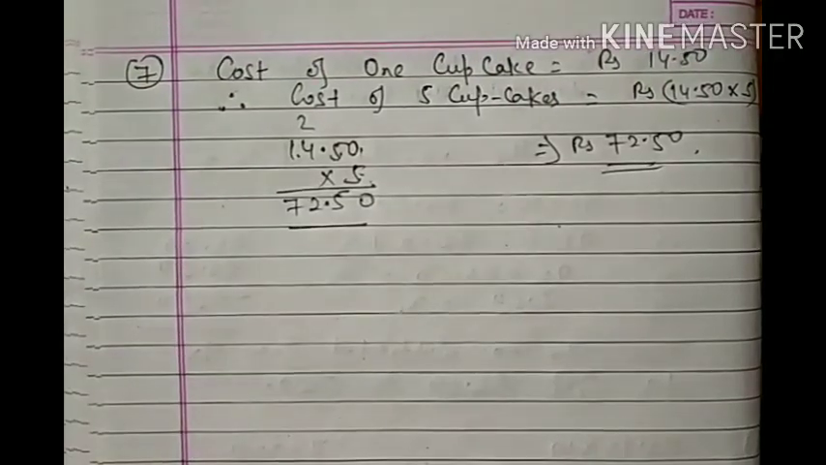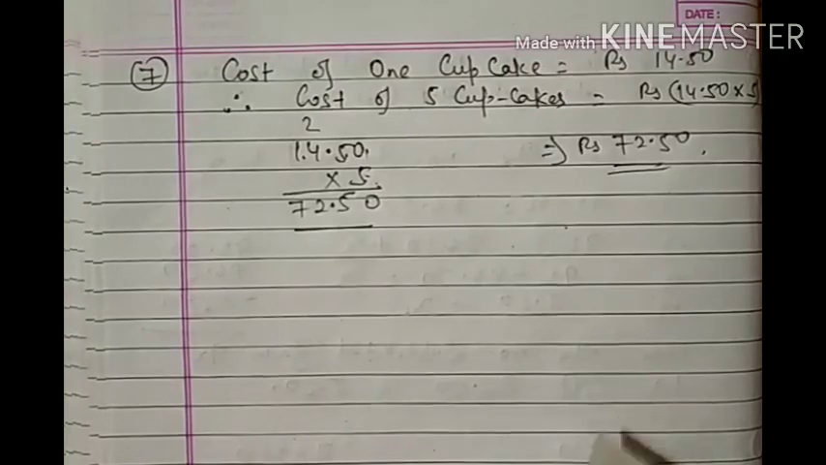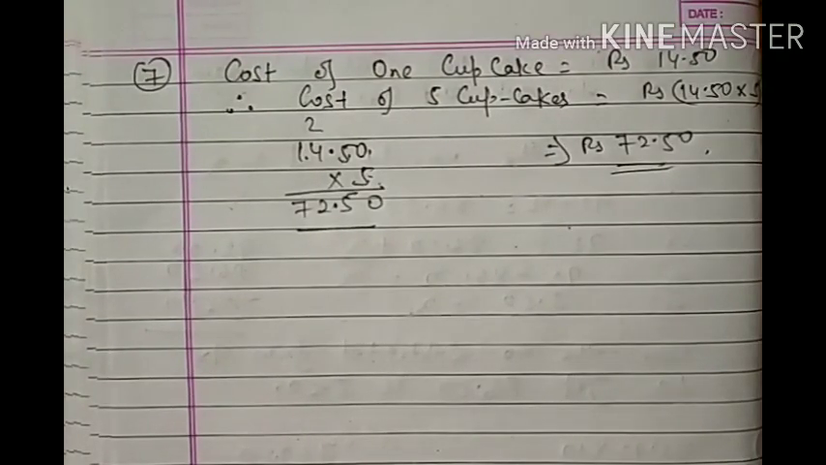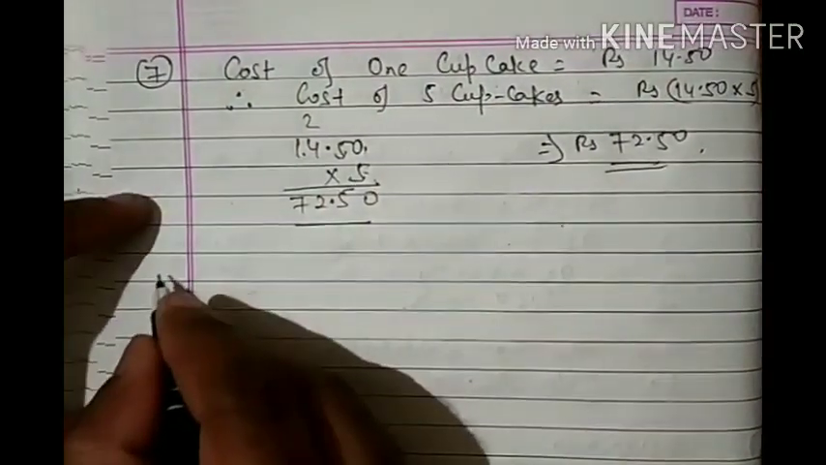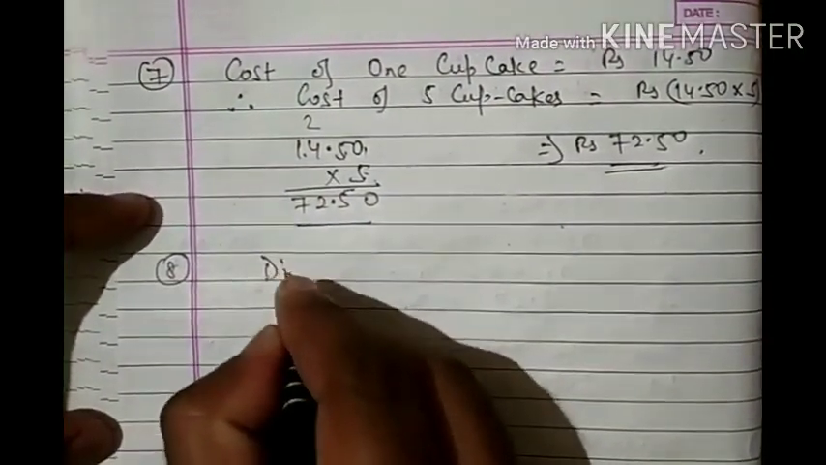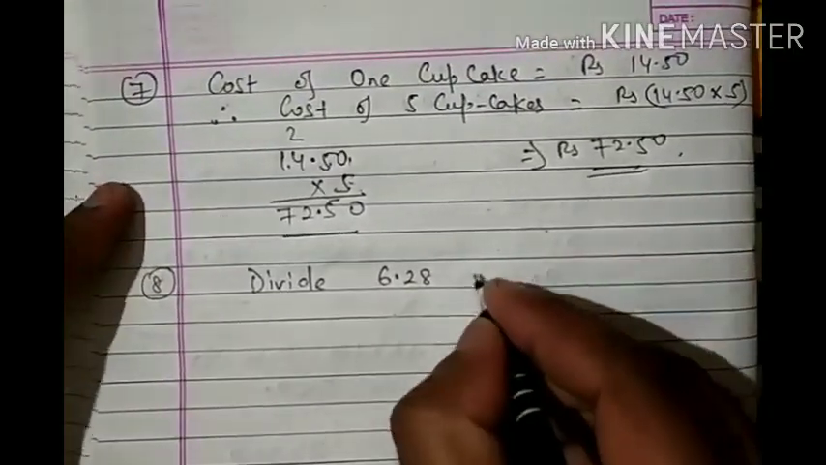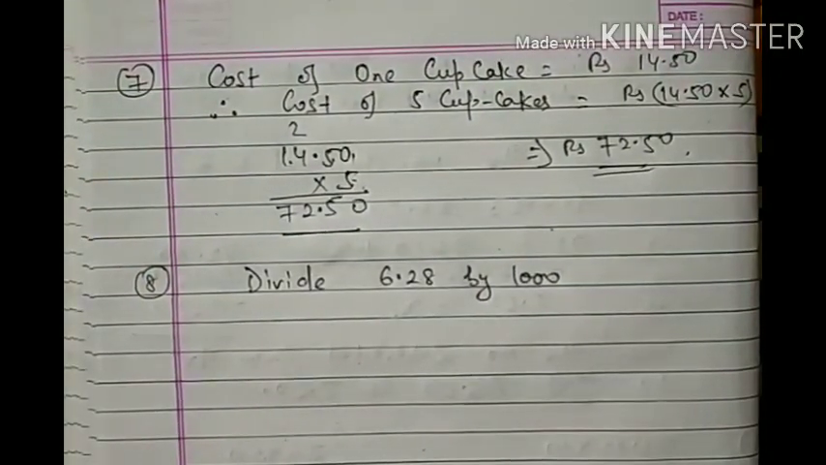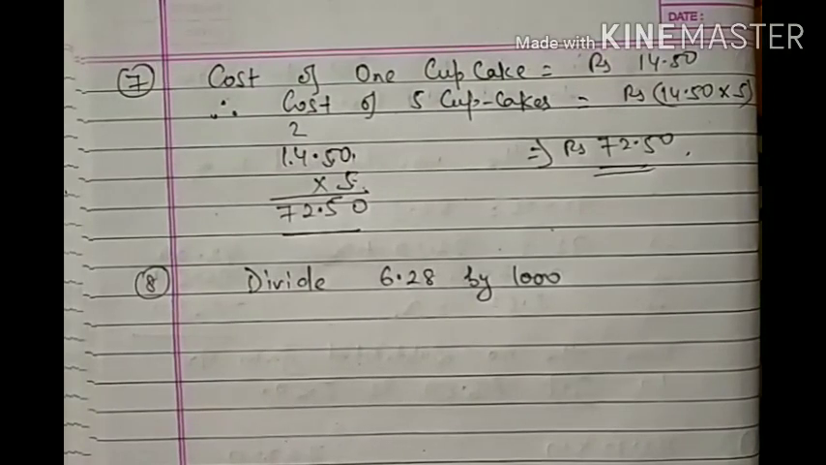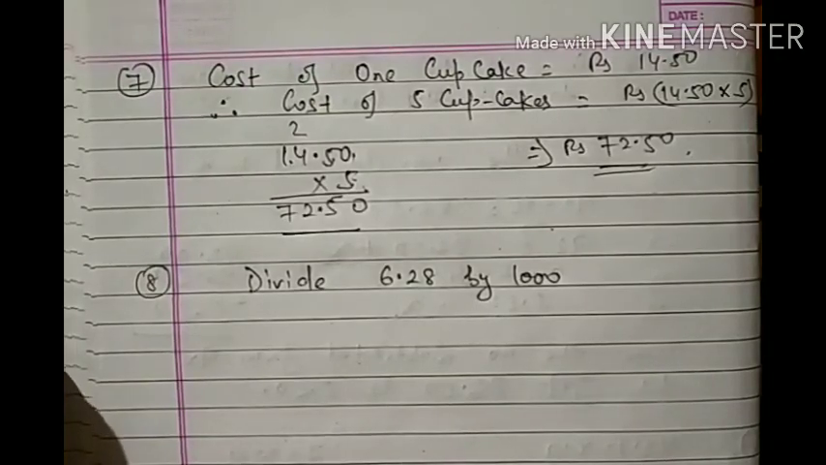Let's move on to the next question. That is question number 8. Divide 6.28 by 1000. I taught you in the previous video that whenever we divide a decimal number by 1000, we shift the decimal place towards the left.